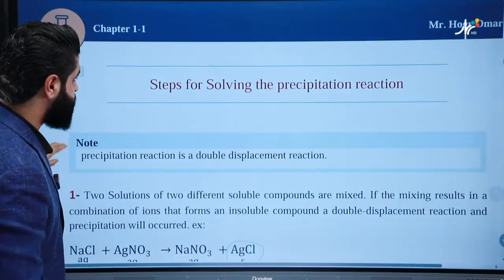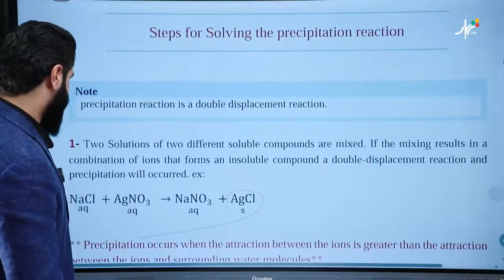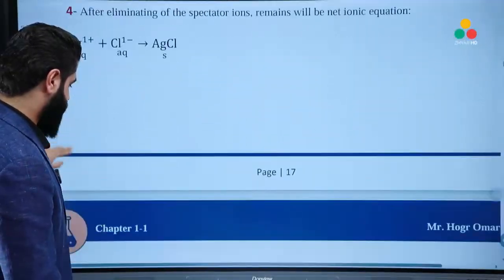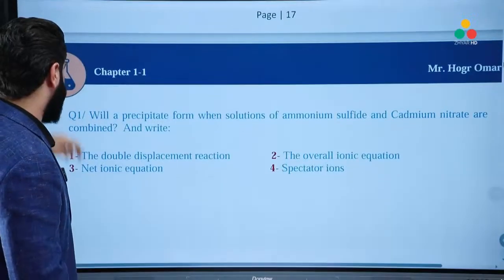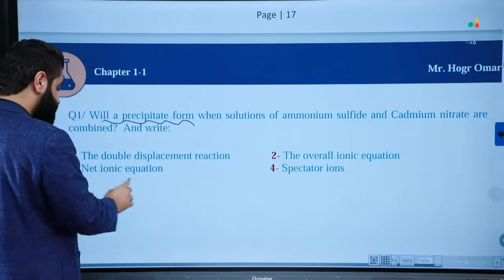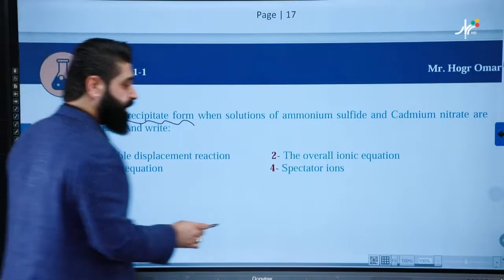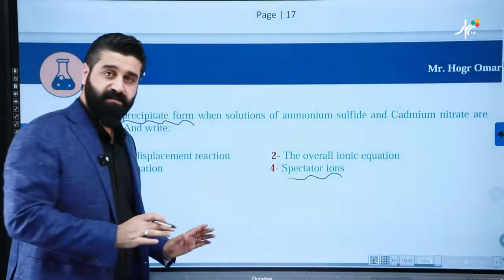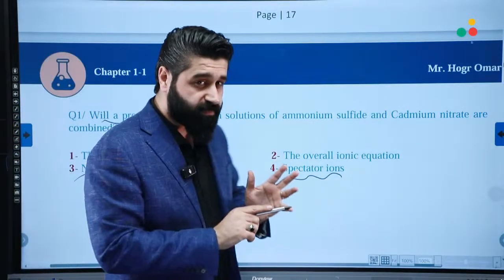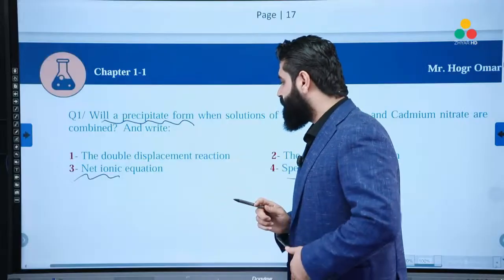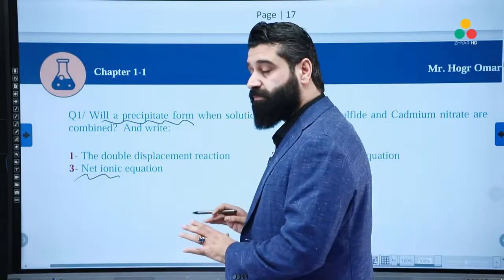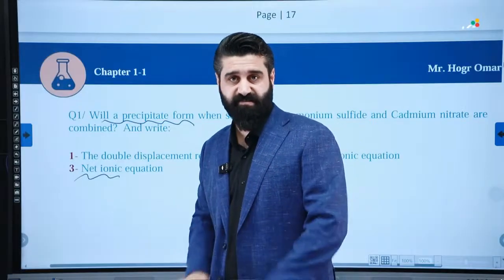How to solve questions related to the precipitation reaction? First of all, you need to recognize the type of the question. How do we know? Once you read the question, you will see this part. Will a precipitate form, or write the net ionic equation, or the spectator ions? Immediately, this is the precipitation reaction. Stay with me, be careful. This is the most important part of today's lesson.